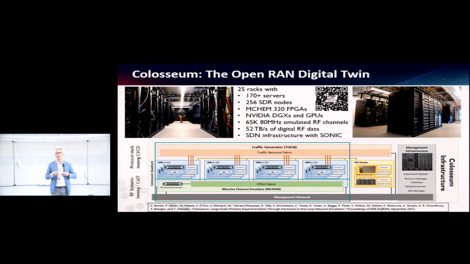And all of these 256 RF front ends are interconnected through a mesh of FPGAs that is referred to as MCAM, that is able to emulate in real time all the 65,000 channel relationships between the different radios in the system. So we can create rich radio frequency propagation environments that are repeatable and over which we can emulate full stack applications and radio access network with hardware in the loop.